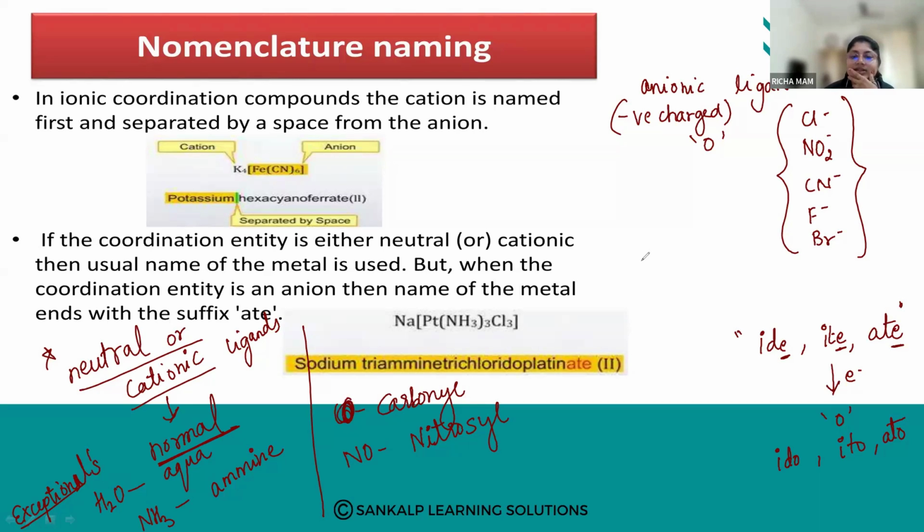Water is named as aqua, NH3 is named as ammine, CO is carbonyl. Cobalt is represented this way, and carbonyl is represented like this. Don't get confused. This is your ligand, and this is your central metal atom. So CO is carbonyl and NO is nitrosyl.